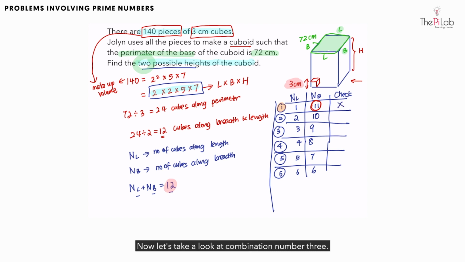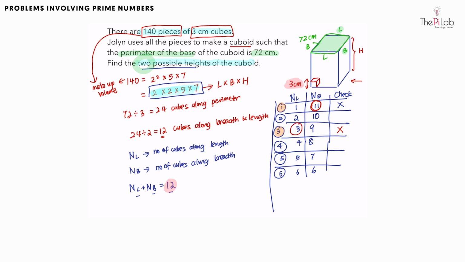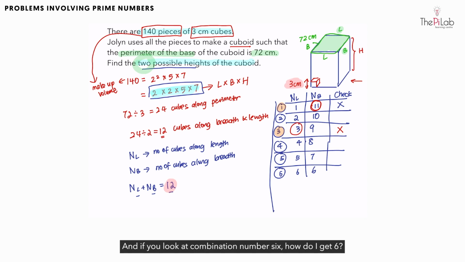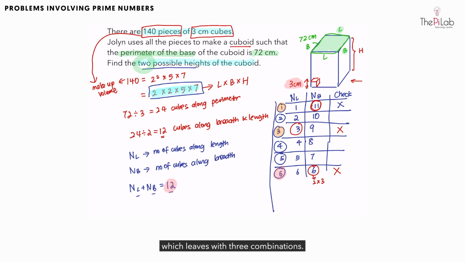Now, let's take a look at combination number 3. Is it possible to get 3 cubes along the length? Again, if you look at the factors of 140, the answer is no, because I cannot find 3 anywhere in the factors of 140. And if you look at combination number 6, how do I get 6? 6 is actually 2 times 3. And because I cannot have a 3 in my factors of 140, this is also not a possible answer, which leaves us with 3 combinations, isn't it?